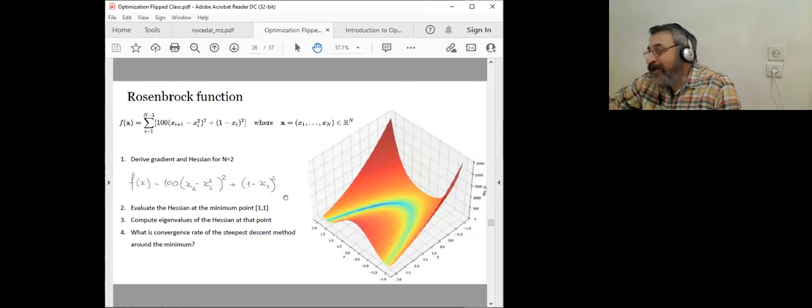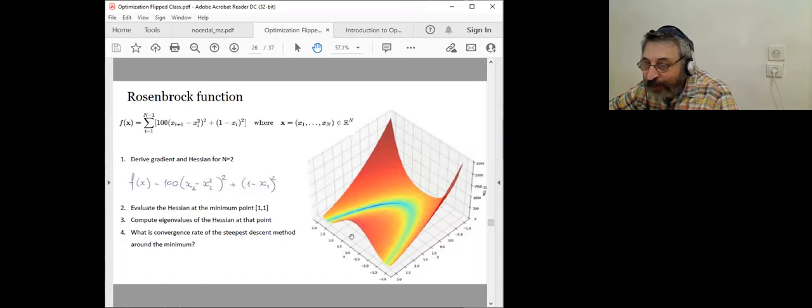And I ask a question. The minimal value may be only zero. So when does this expression get zero, please tell me. The second term is zero when x1 is equal to one, and the first term is zero when x2 is equal to x1 squared. So it's the same, and it has a minimal value at the point (1, 1). In this plot we see it. The minimal value is in dark blue, and large values are in red.